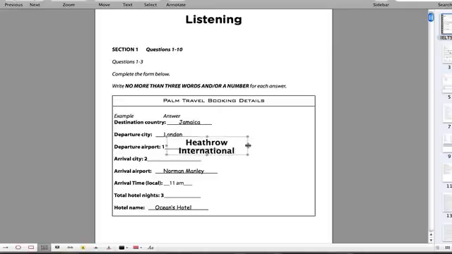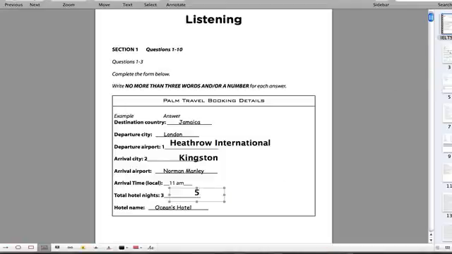The arrival city, they try to throw us in the recording a little bit by, the man says, is the arrival airport Norman Manley, is that in Montego Bay? And she says, no, that's in the capital, Kingston. And then they talk about travel times, the total hotel nights. Now we knew when we were reading the questions ahead of time this was going to be a number, and the correct number is 5.